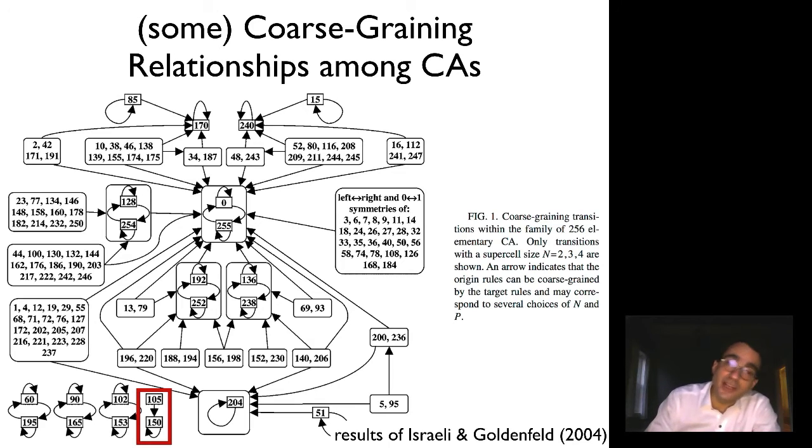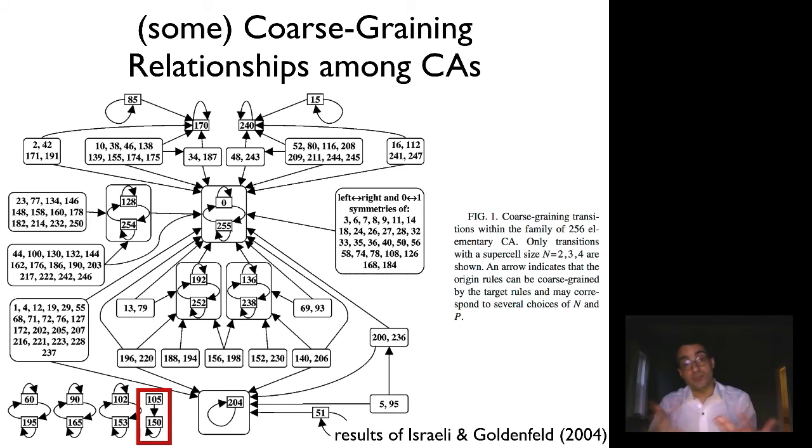By the way, one of the things you can notice from this graph is that it's clear that Israeli and Goldenfeld haven't actually found every possible coarse graining relationship. That's because there should be a feature of this network that doesn't actually happen. If A coarse grains into B, if A renormalizes into B, if it's possible to find a projection and evolution operator that take A into B, and B renormalizes into C, then it should also be possible to renormalize A into C.